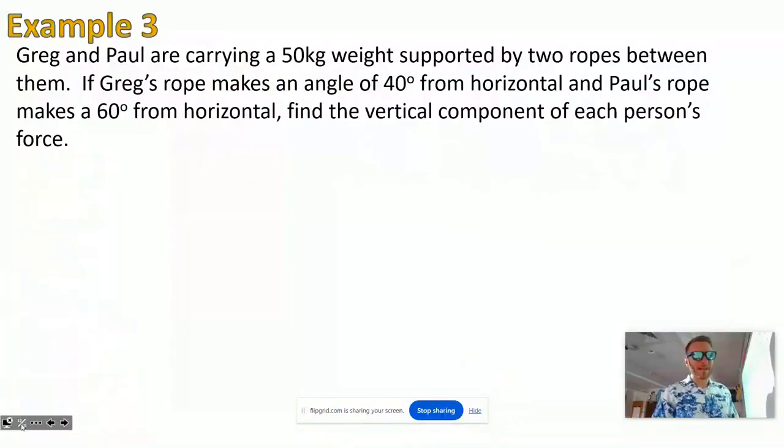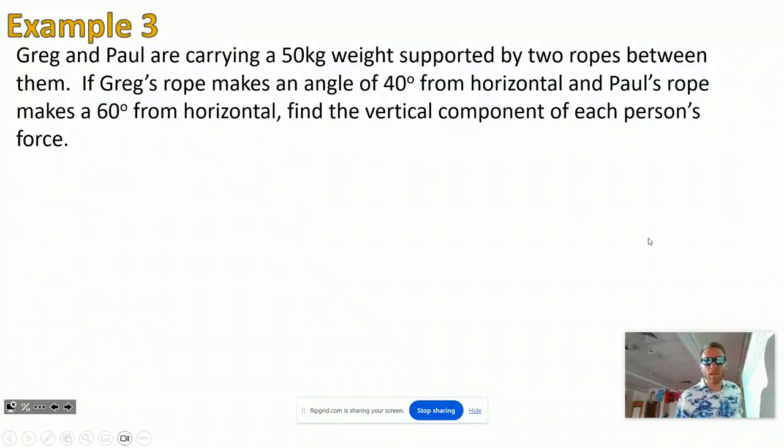All right, here we have example 3. In this situation, Greg and Paul are carrying a weight supported by 2 ropes between them. We're given an angle that each of them are carrying the weight at, and we want to find the vertical component of each person's force. So starting with the diagram is always helpful, so that's what I'm going to draw.